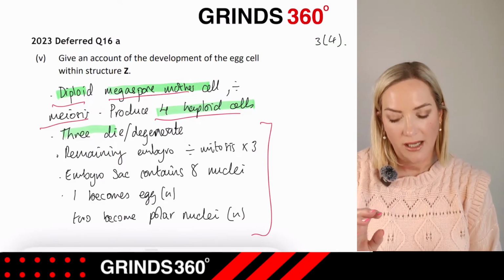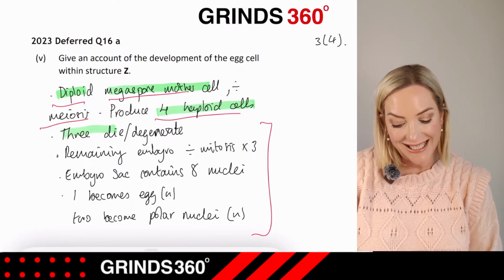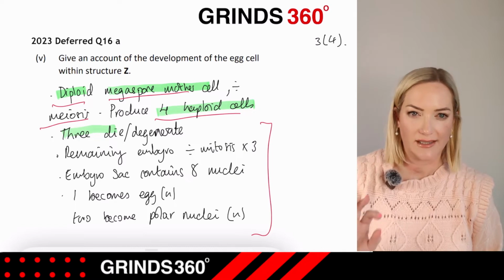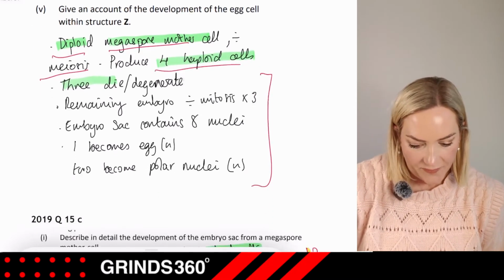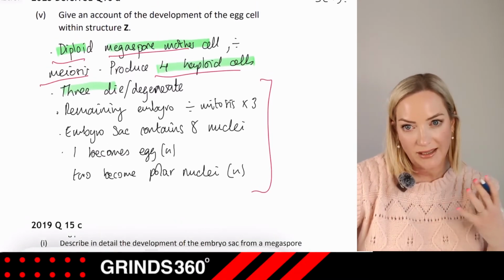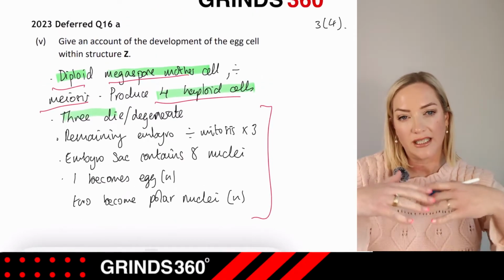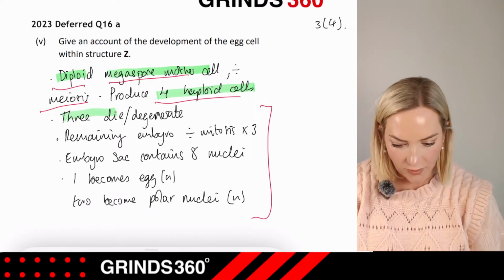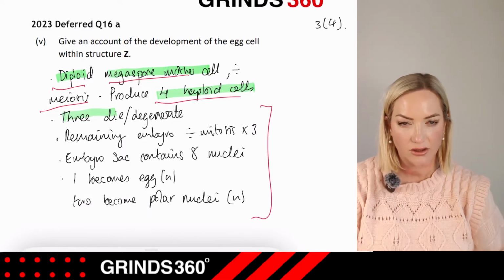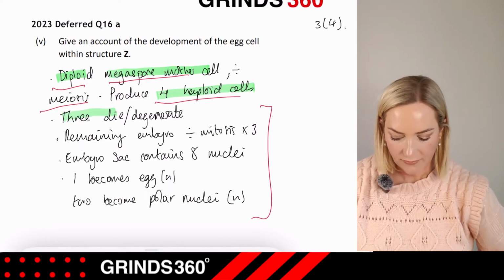2023 deferred paper: give an account of the development of the egg cell within structure Z. You'll see what structure Z is in a moment as we go through this. Okay, so hopefully that's a bit clearer now. You don't need reams and reams of sentences or paragraphs. Here I put them in concise, short bullet points for you.